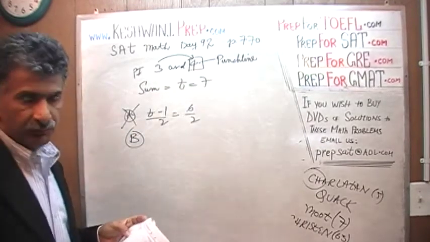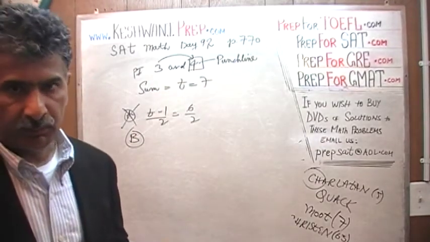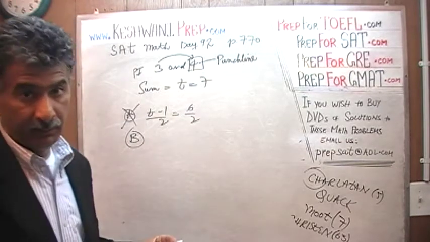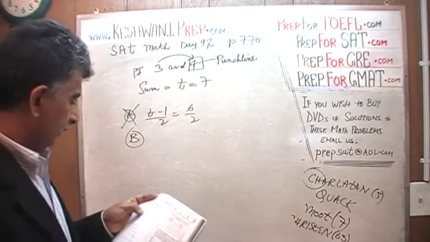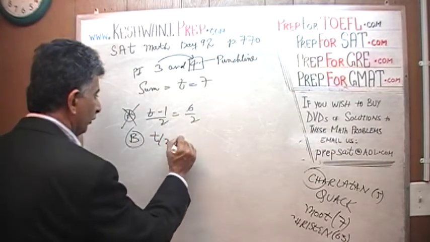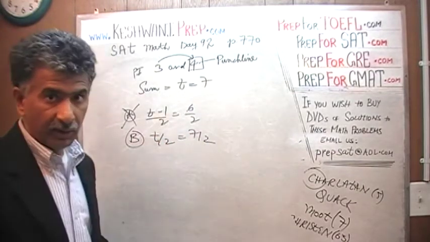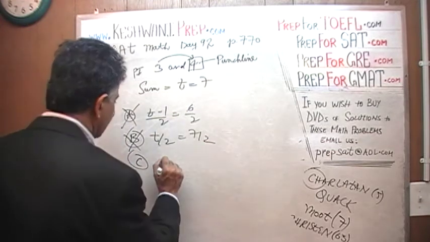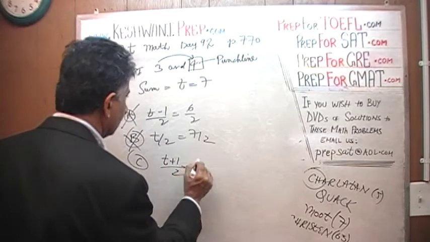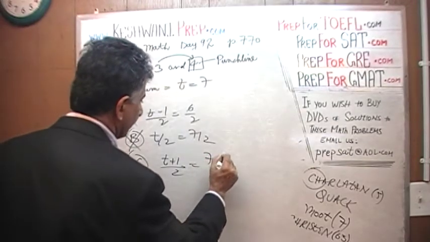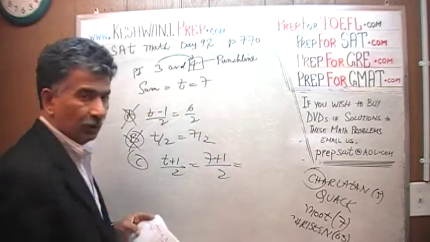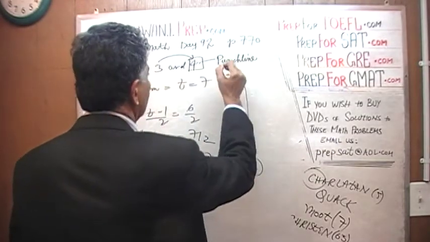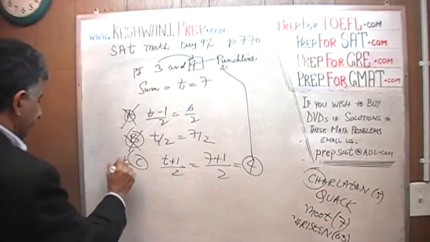Because the question is which one of them is the greater one. They're not asking which one of them is the smaller one. If they were, the answer would have been A. B says t over 2, which is simply 7 over 2, which is just utter rubbish. And C says t plus 1 over 2. Well, our t is 7, 7 plus 1 over 2 is 8 over 2, and 8 over 2 is 4. Voila, what do you know? That's our punchline.